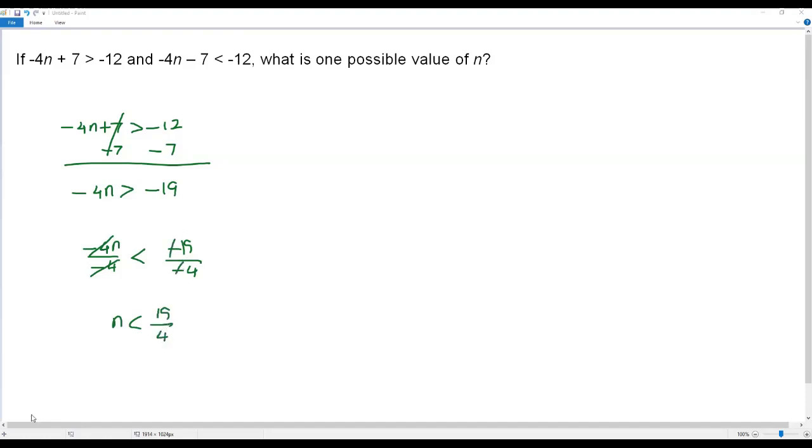So when I divide 19 by 4, let me divide it using calculator. I'm getting 4.75, that is n is less than 4.75. So solving the first inequality, I'm getting n is less than 4.75.